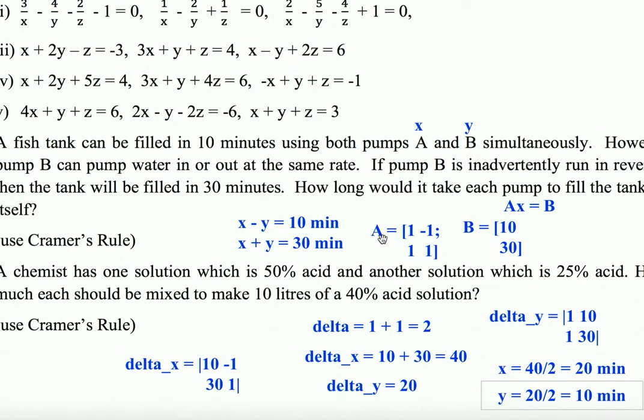Okay, now you can substitute it here. 20 minus 10 is 10, 20 plus 10 is 30. So both the equations are satisfied. So if they are operated alone, A pump takes 20 minutes, B pump takes 10 minutes. Okay, that's good. Now we need to solve one more problem, right? Third one, you need to formulate it. You need to write the equation first, and then you can solve. That is the way.